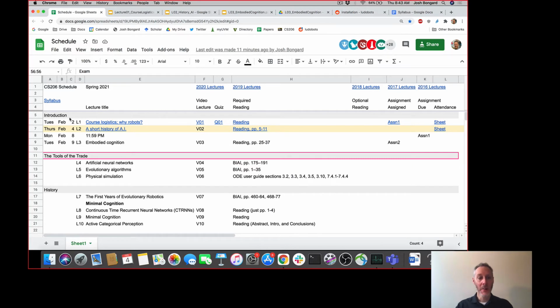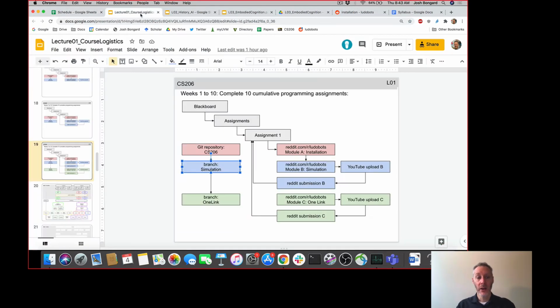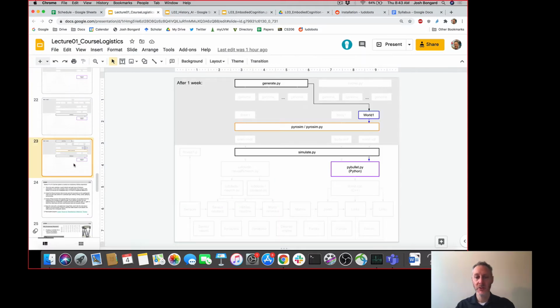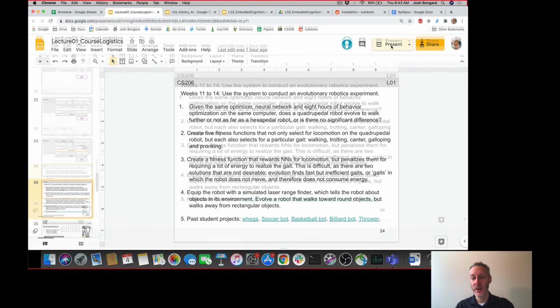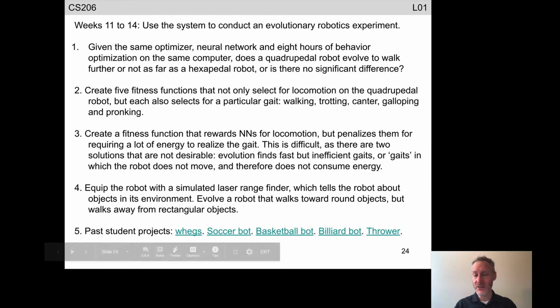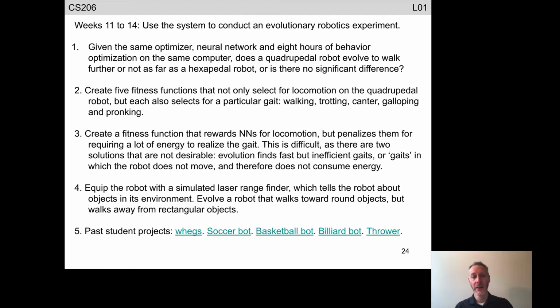Okay, so back to course logistics. We were sort of going through the logistics, but we ended by talking about the assignment last Tuesday. So I put up here an example of some of the final project ideas that you might tackle. These are a few that I've thrown out.